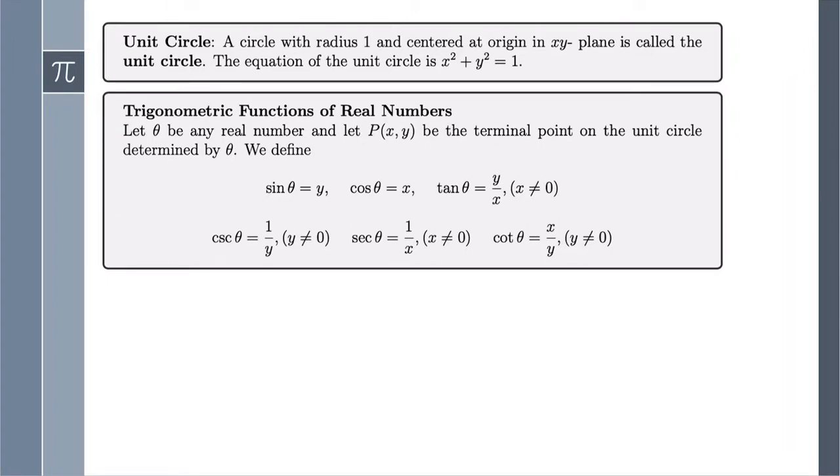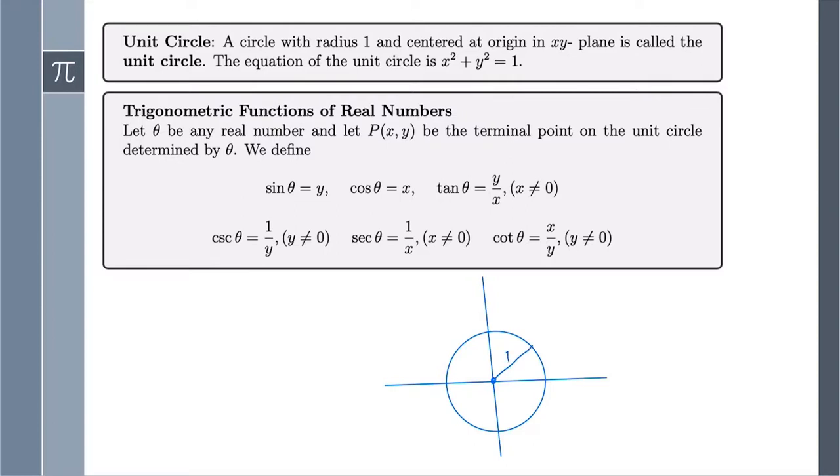So first of all, a unit circle is a circle with radius 1, and this is a special case, so center at origin. So that is the unit circle. Let me draw a unit circle. It's not perfect, but yeah. So circle center at origin and the radius 1 is called the unit circle.